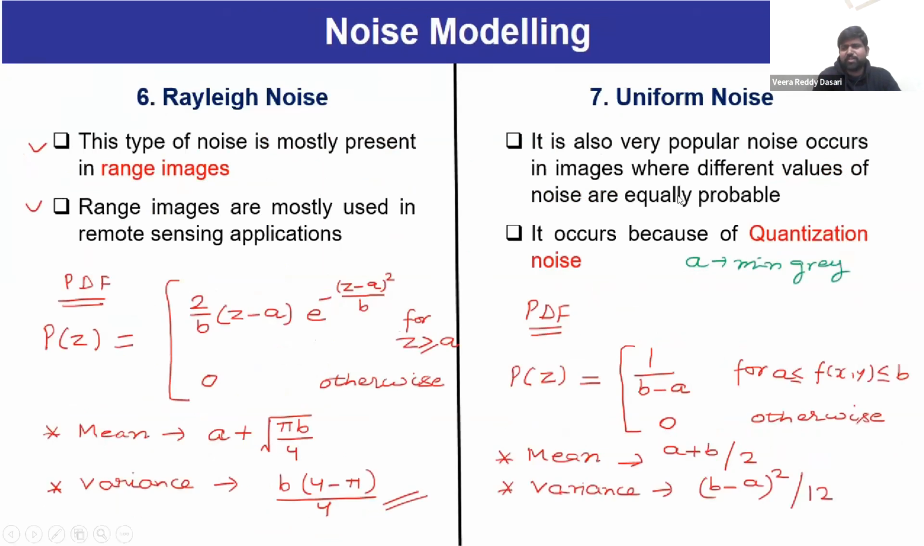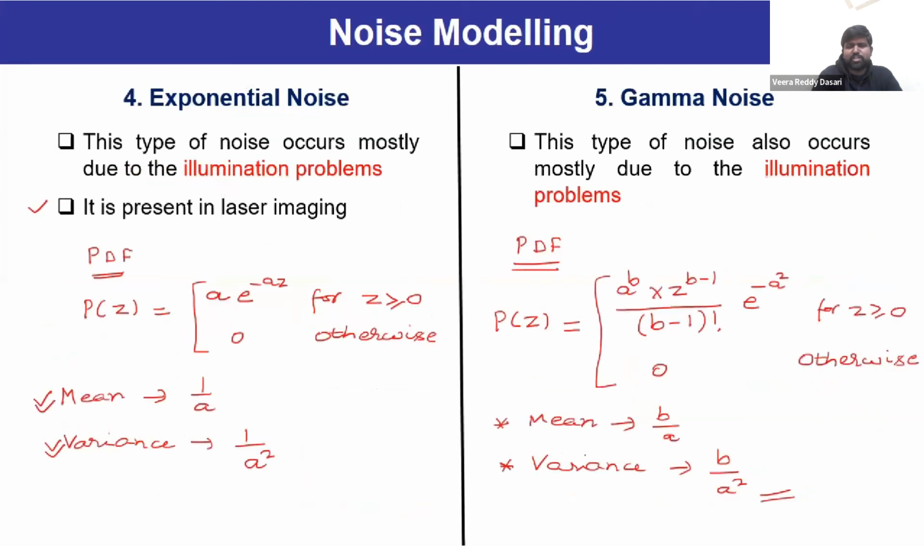The quantization noise we discussed, no? Because of quantization noise, one more noise occurs that we refer to as uniform noise. And there are probability density functions for each and every type of noise. If you know maths, you can understand it: p(z) = 2/b (z - a) e^(-(z - a)^2 / b). And for all these, you can see mean and variance. Mean and variance.